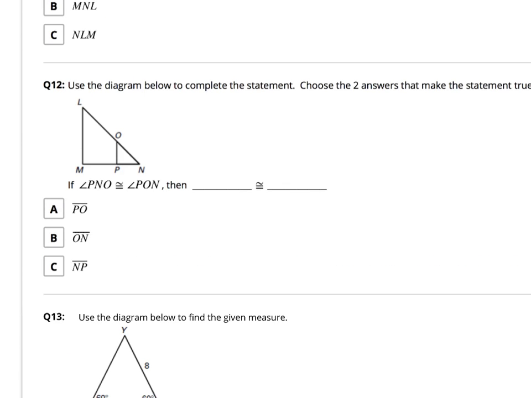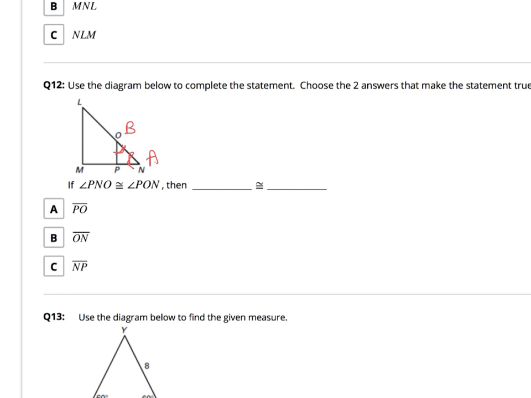Question 12, just like 11, we got to figure out what we got to put in here to make this true. Now this one's a little different. They're telling us that PNO, this little angle right here, and we'll call that angle A, is congruent with PON, which is this guy right here. We'll call that angle B. Okay, so if those 2 angles are equal, which segments are equal to each other? Which sides? Okay, so you got PO, ON, or NP.